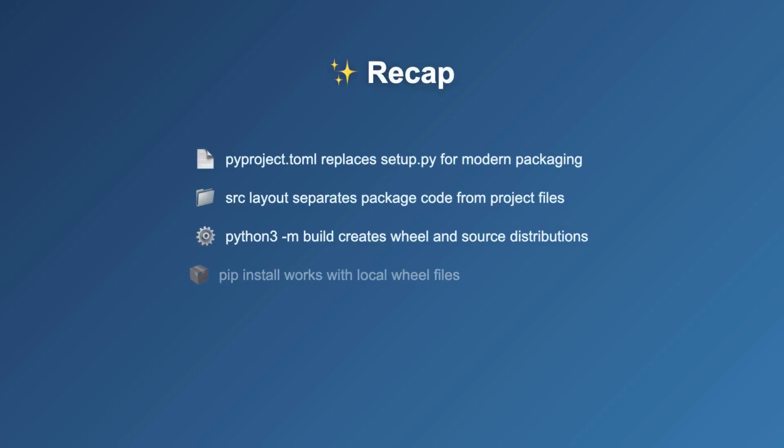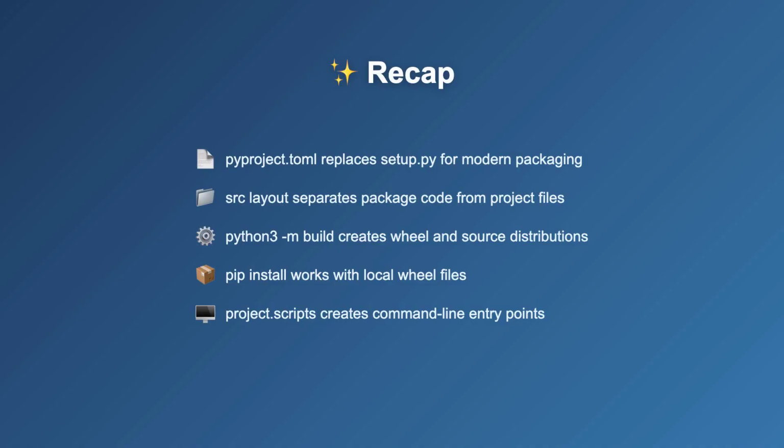Let us recap packaging. pyproject.toml replaces setup.py. The src layout separates package code. python3 -m build creates wheels. project.scripts creates CLI commands.